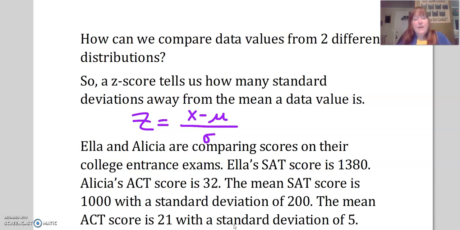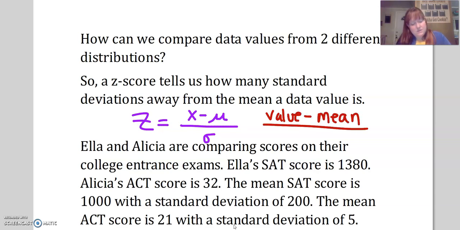Okay, so we take the value, and I'll write this out in words, value minus the mean divided by the standard deviation, and that's going to give us a z-score, which tells us how many standard deviations away from the mean this value is.